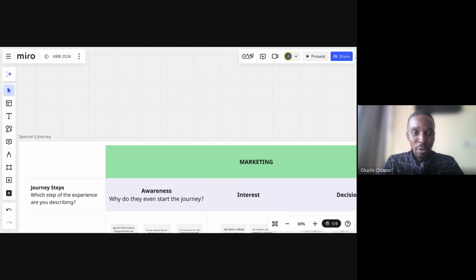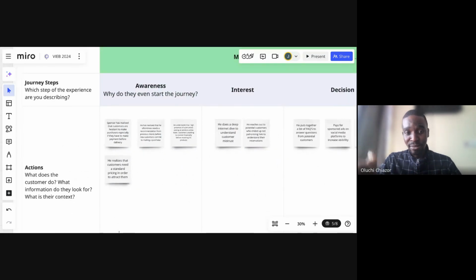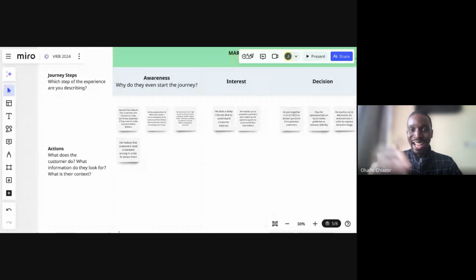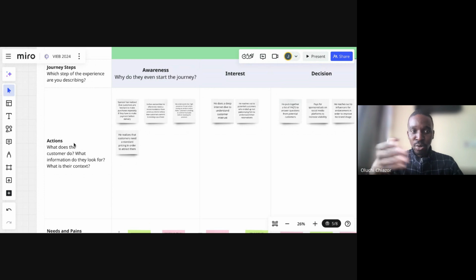The second row is you predicting, can you go now? You're predicting the actions that they take. I just explained about my mother. What are the actions that she takes when she's in the awareness phase? What do they do? What information do they look for? And what is that context?